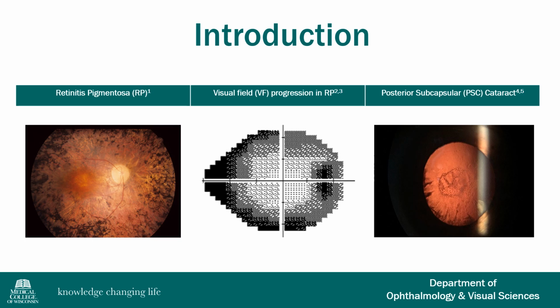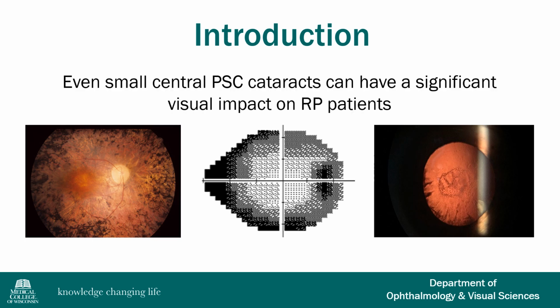Next, we look at cataracts in RP patients, which often form early. We will be focusing on PSC cataracts, which are the most common morphologic variant within this population, with a 41 to 53% frequency. These cataracts typically involve the central posterior region of the lens and occupy the visual axis. Putting these factors together, we can see even a small central PSC cataract can have a significant visual impact on RP patients. We'd also like to point out that these are treatable causes of secondary vision loss in RP, which is an otherwise currently untreatable condition.